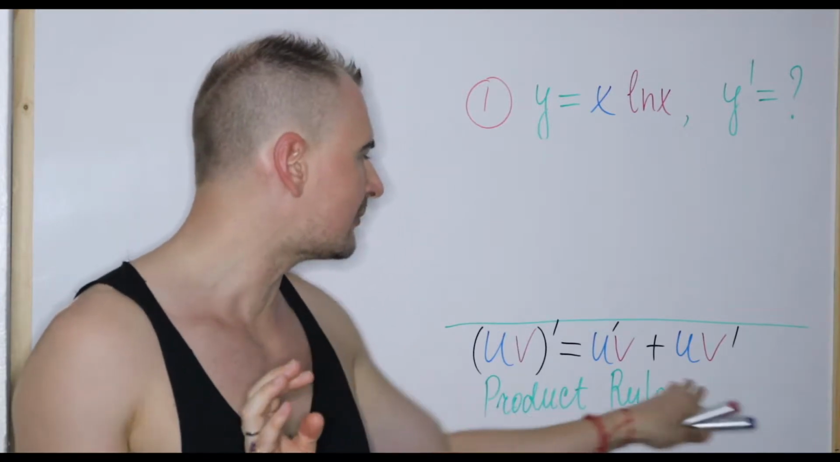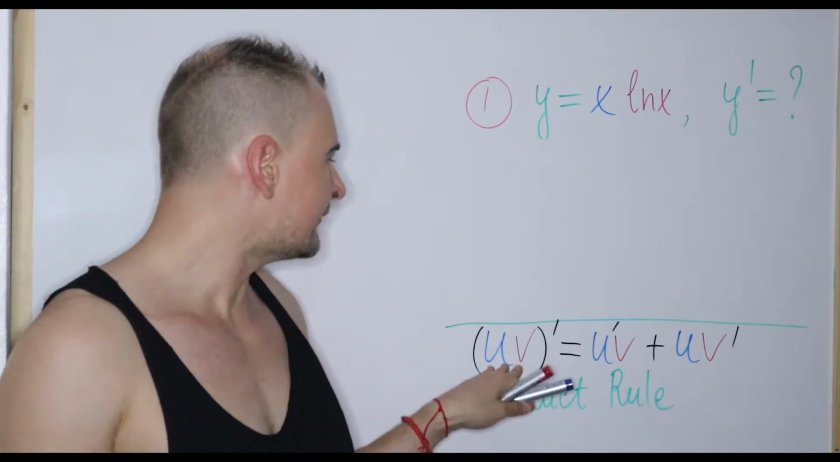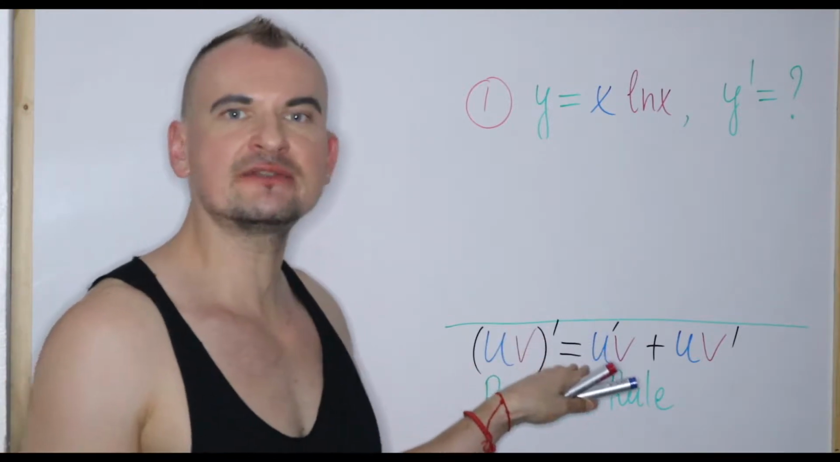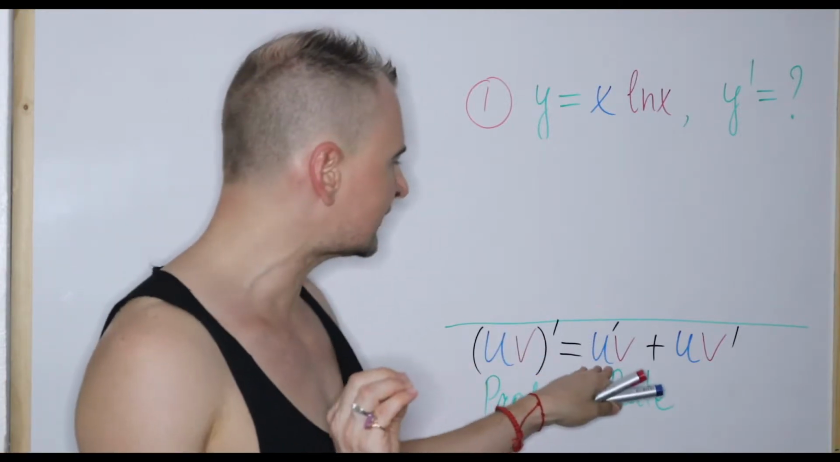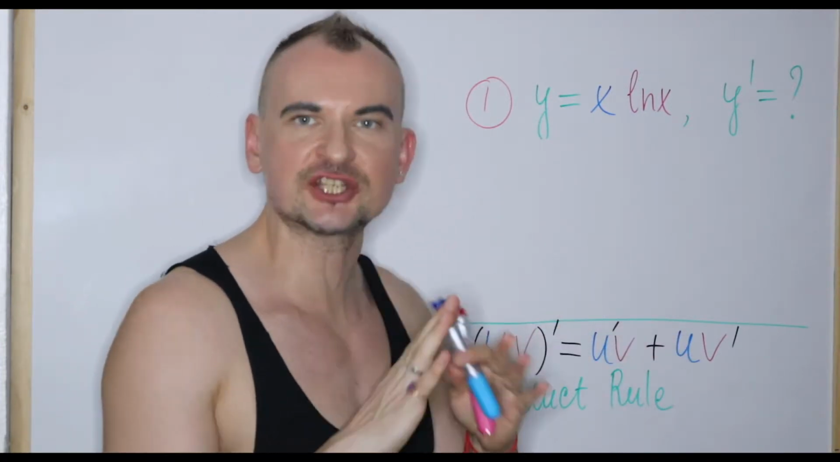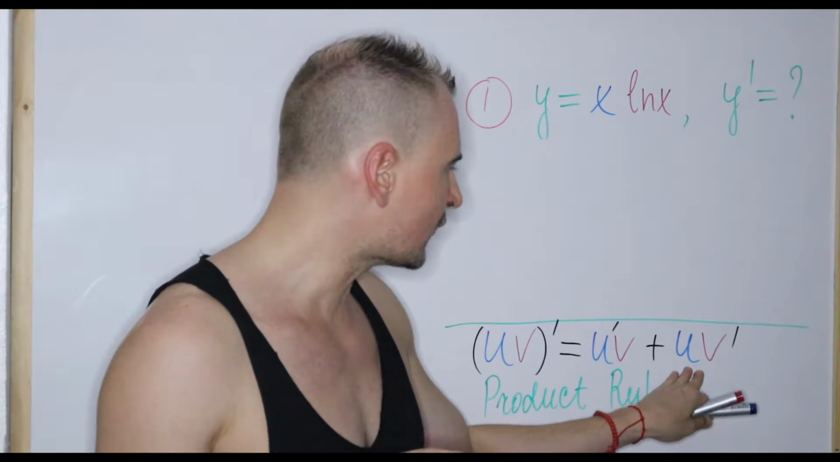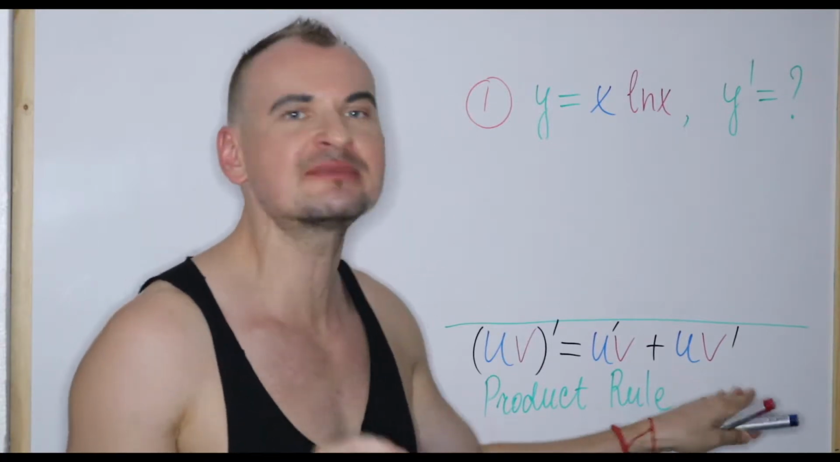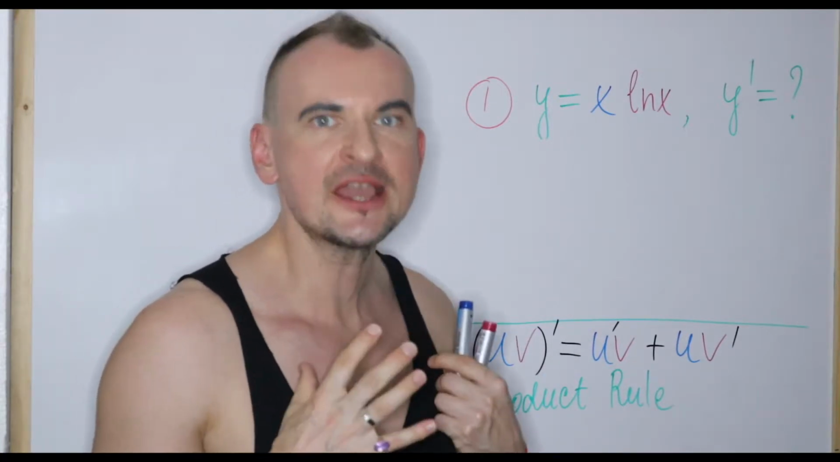And here's a quick reminder. Say you are given u times v and you need to find the derivative. All it says is that you need to take the derivative of u, the first function, times the second function as is, plus the first function u as is times the derivative of the second function v.